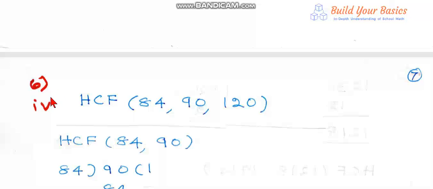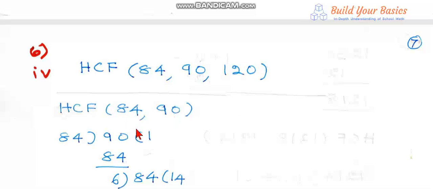Question number 6, fourth subdivision. We have to find the HCF of three numbers, 84, 90 and 120. Now we will take any two of the three numbers first. I have taken the first two numbers. We will find the HCF of 84 and 90, and we will then find the HCF of the HCF that we have got and 120. Yes, let us start.